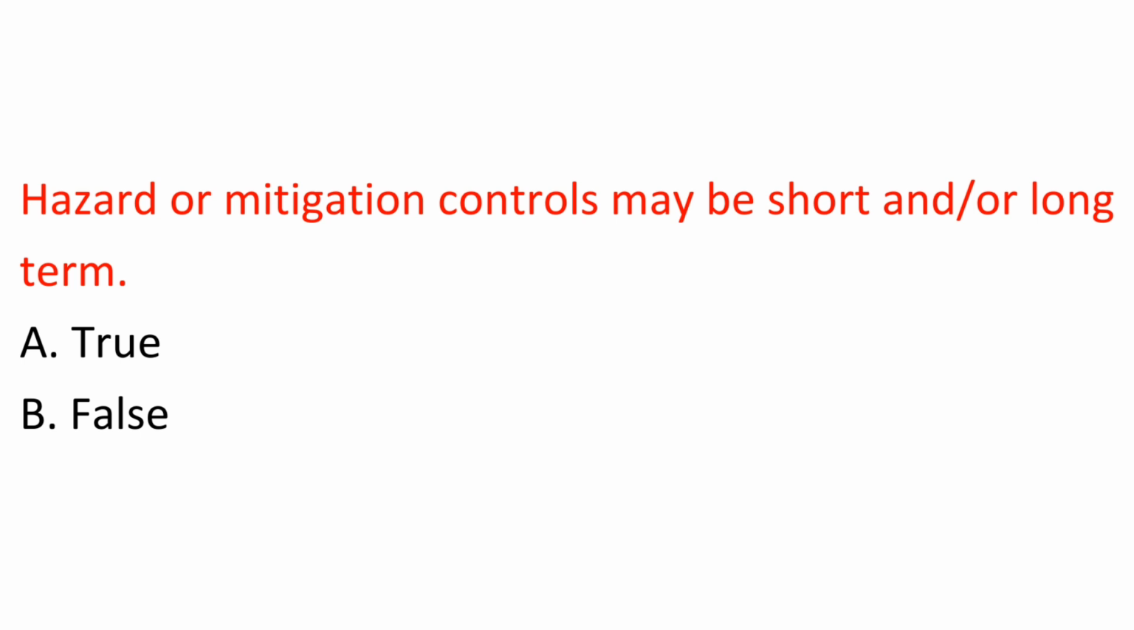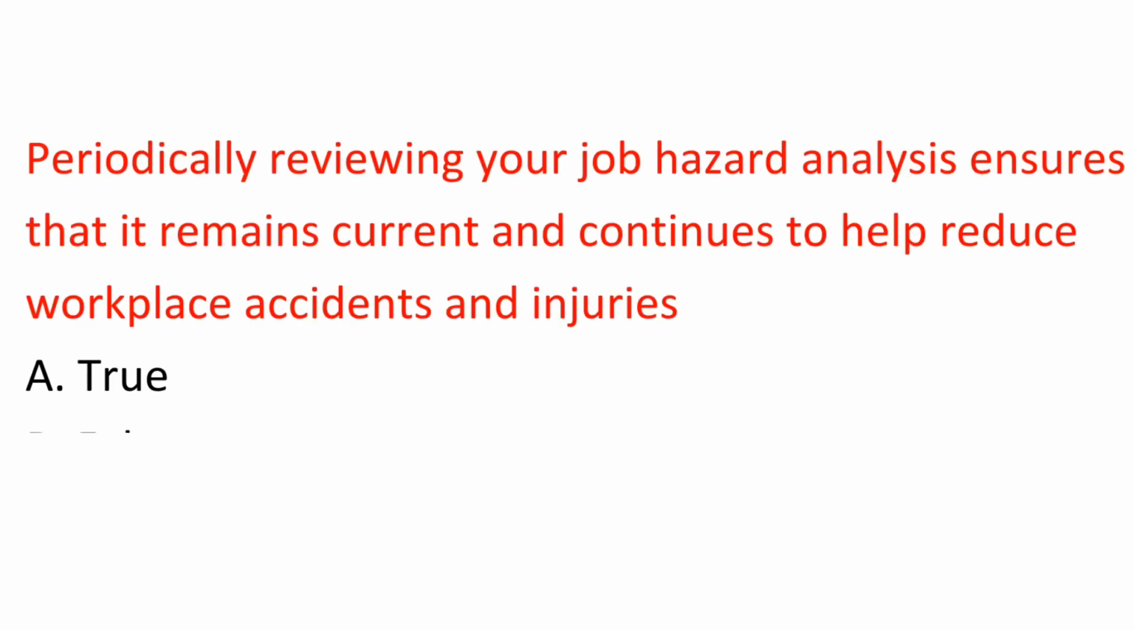Question. Hazard or mitigation controls may be short-term or long-term. A. True. B. False. Answer. A. True. Question. Periodically reviewing your job hazard analysis ensures that it remains current and continues to help reduce workplace accidents and injuries. A. True. B. False. Answer. A. True.